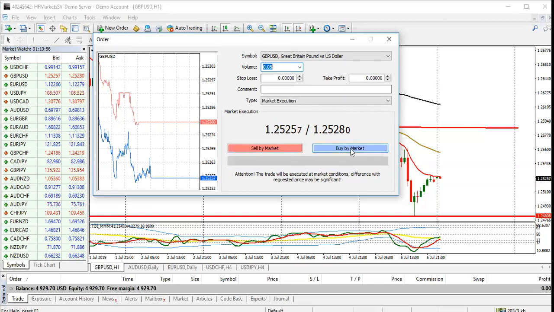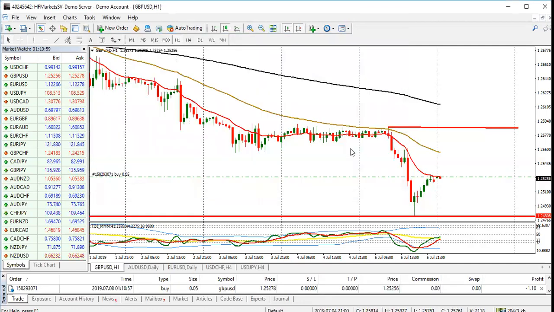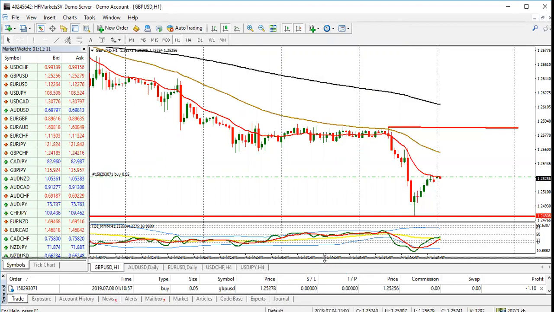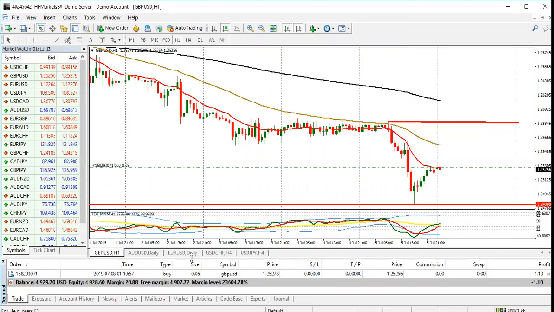And ladies and gentlemen, boom, you hear that sound. That sound is a common sound that you hear when traders have placed their trades. If you want to see what is happening, you can just highlight this bar under your chart and raise it up to see the trades that you're entering and how it's running.